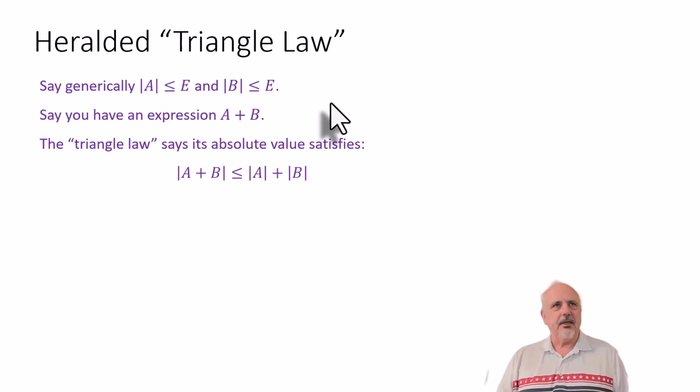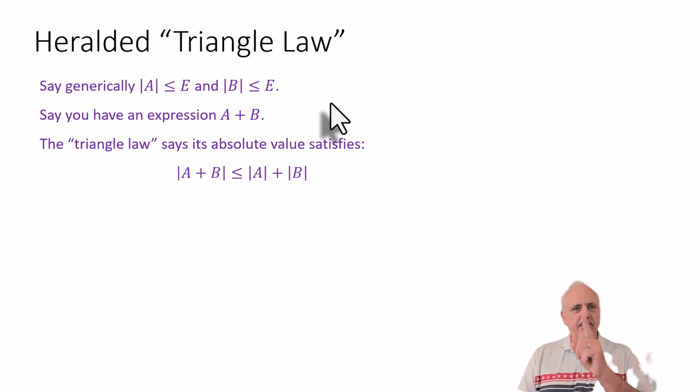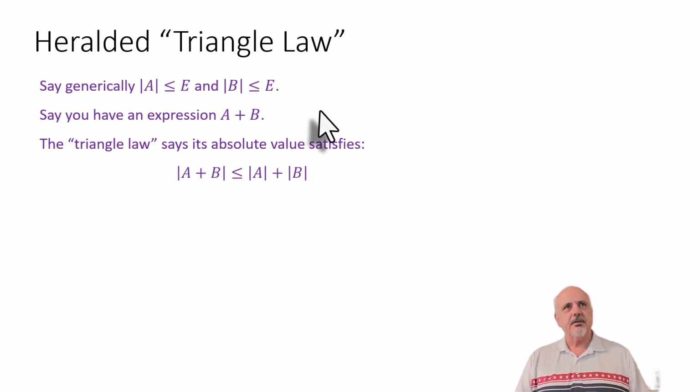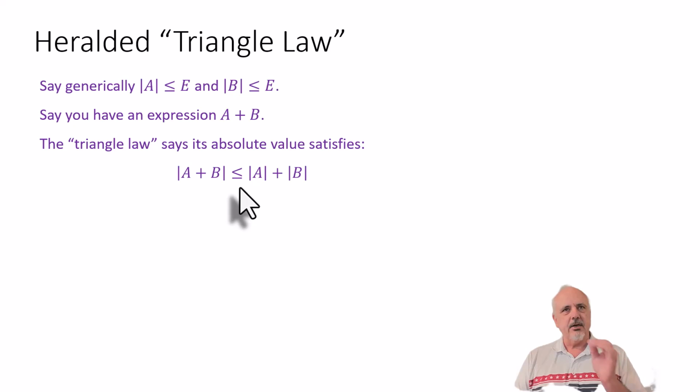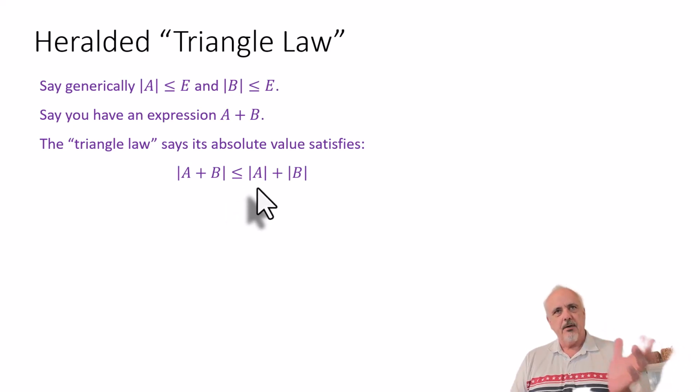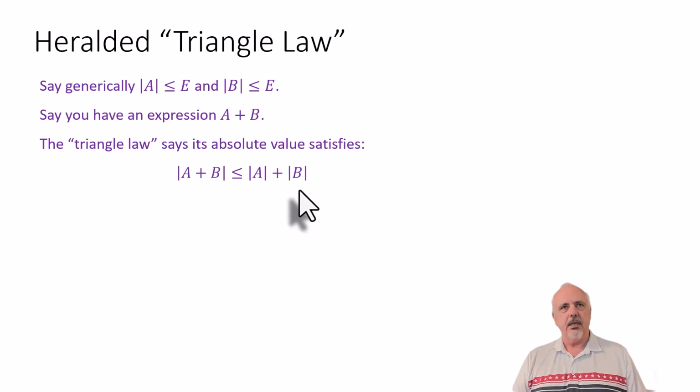Okay, let's talk about the heralded triangle law. Pythagoras would have been so proud of us. Let's say generically we have the absolute value of A is less than some value E, and the absolute value of B is less than some value E. Say you have an expression A plus B. The triangle law says that the absolute value of A plus B will be less than or equal to the sum of the absolute value of A and the absolute value of B.